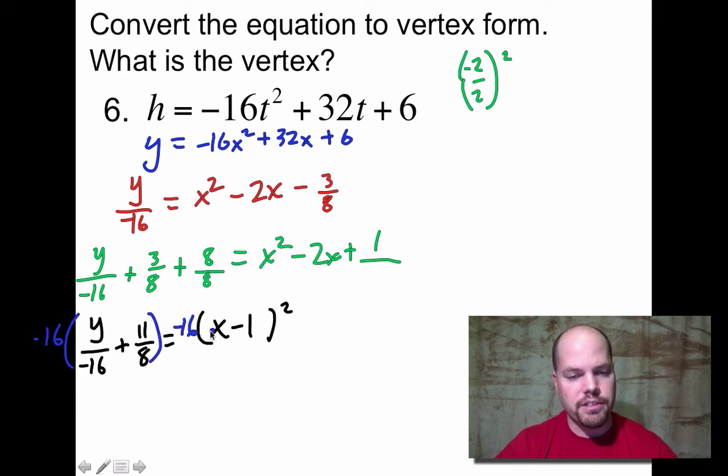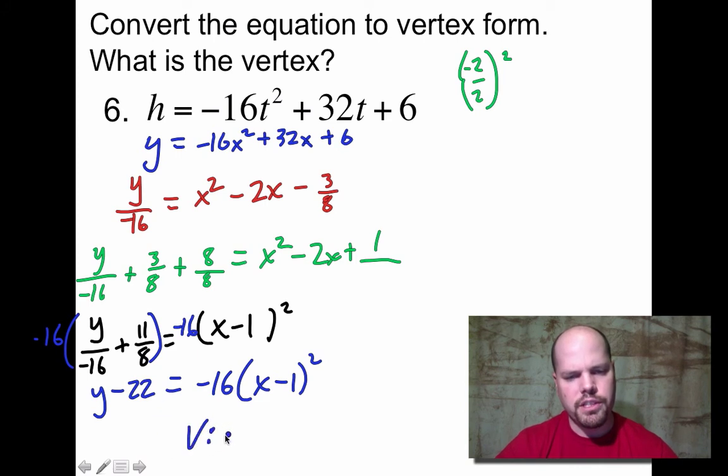And I'm just going to leave this in vertex form on the right side. So I'm going to get negative 16 times the quantity x minus 1 squared. Now distribute here, I get y. Distribute here, I get a negative 2 times 11, so minus 22. What is the vertex? The vertex is 1, 22.